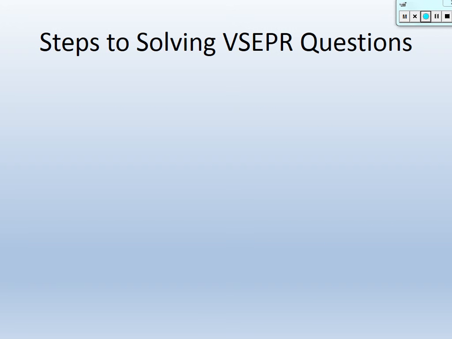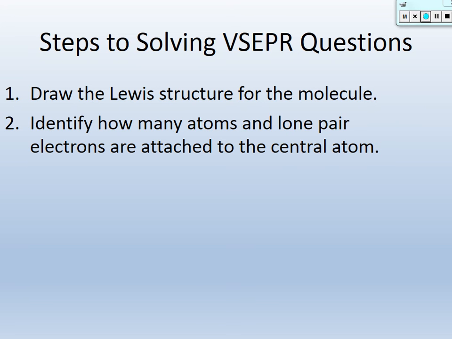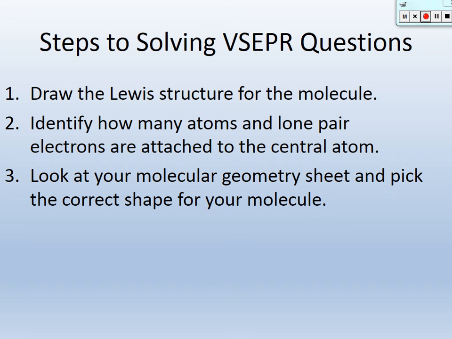Okay, so steps to solving VSEPR questions. First, you've got to draw the Lewis structure. We know how to do that. We learned how to do that last time. Identify how many atoms and lone pair electrons are attached to the central atom. Look at your molecular geometry sheet, that paper that I gave you, that blue paper, and pick the correct shape for your molecule.